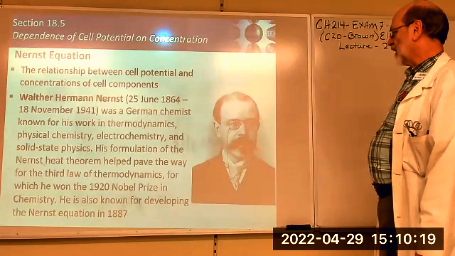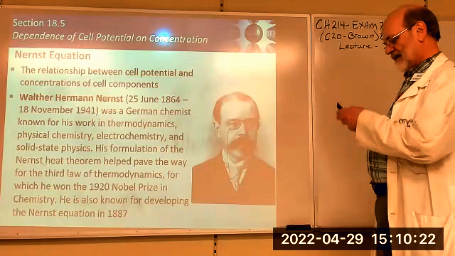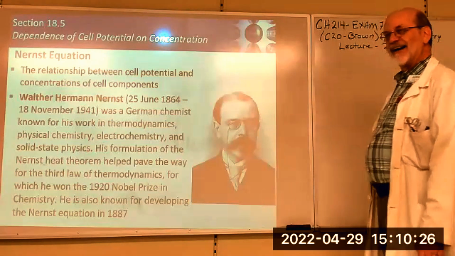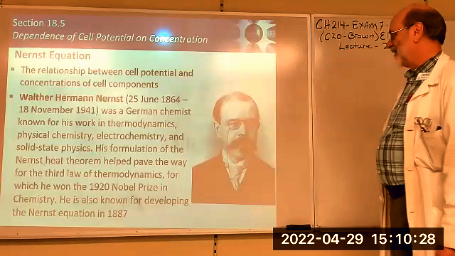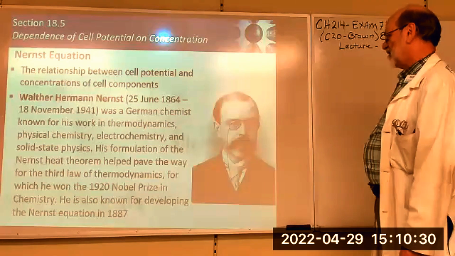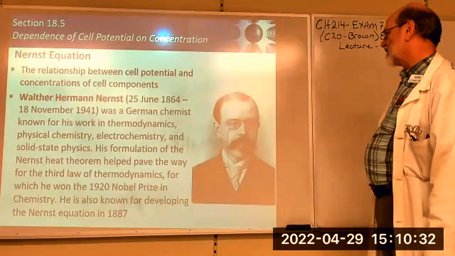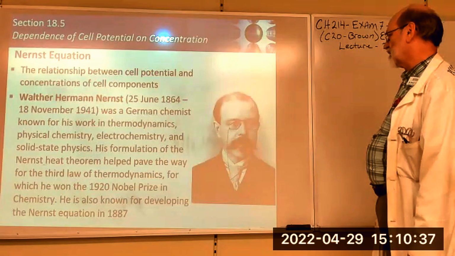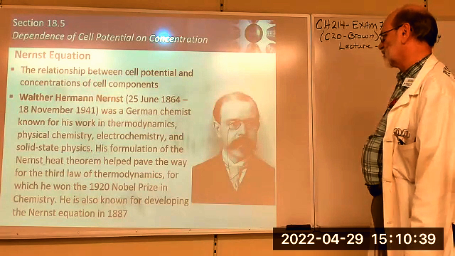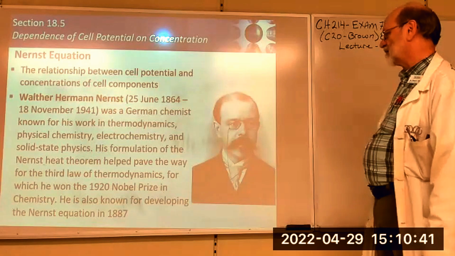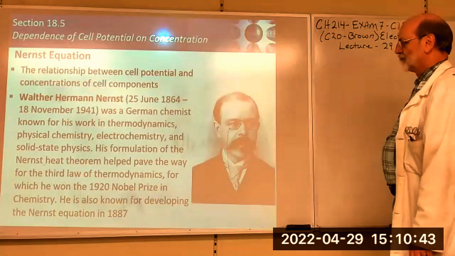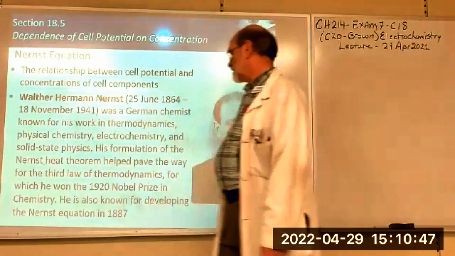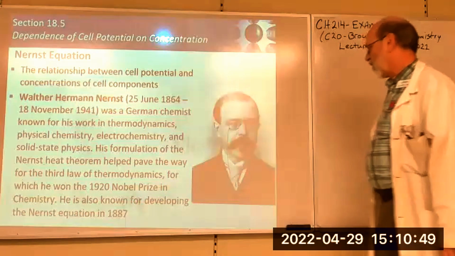Here he is, Walter Hermann Nernst, German chemist. He almost lived 100 years. Huh? He almost lived 100 years. He was only about 20 off. Let's see, 36 to the turn of the century, and then 41 more, 77. Yeah, he passed in June, so he was 77, going on 78.